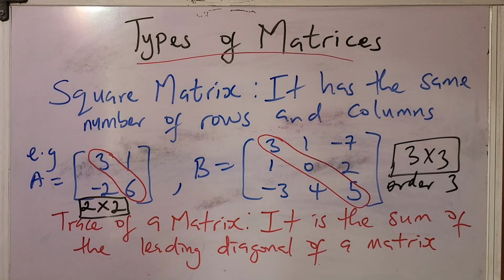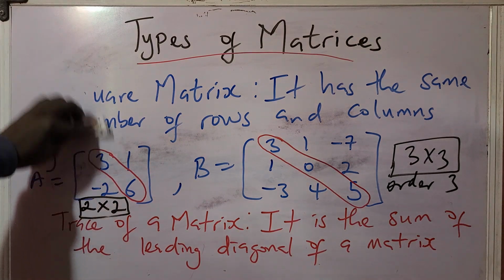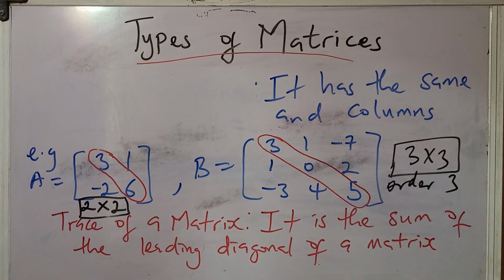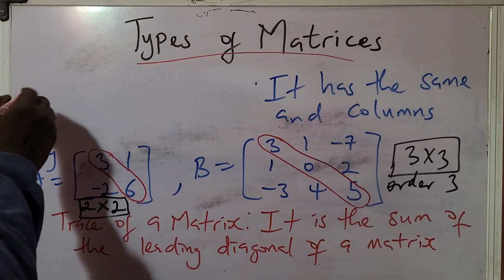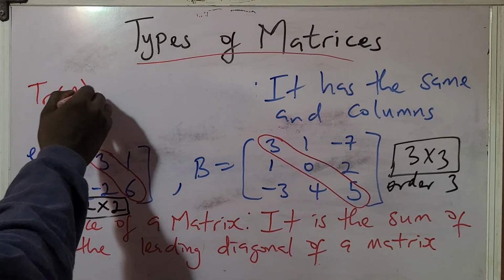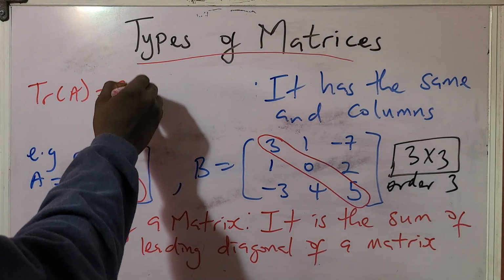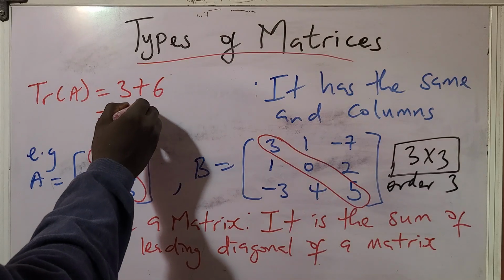Now, there is something we call the trace of a matrix. When you are asked to find the trace of a matrix, it is always the sum of all the elements of the leading diagonal. So the trace of matrix A will obviously be given as 3 plus 6. Sometimes we write it like this: the trace of matrix A is equal to 3 plus 6. That means the trace is given as 9.